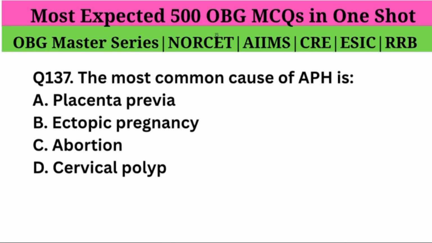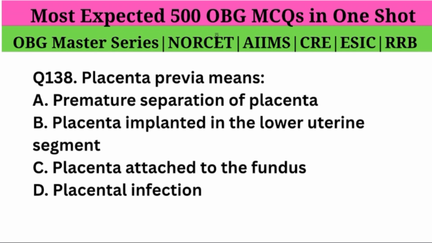Next question. The most common cause of APH is. Your correct option is option A, placenta previa. Next question. Placenta previa means. Your correct option is option B, placenta implanted in the lower uterine segment.